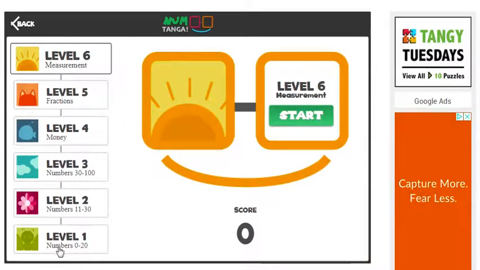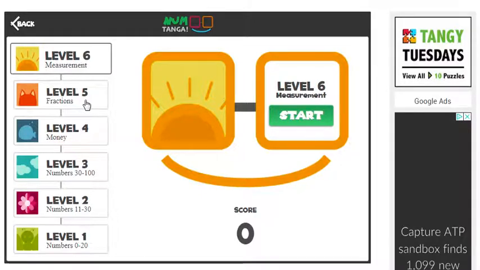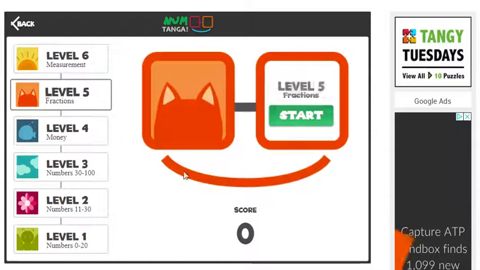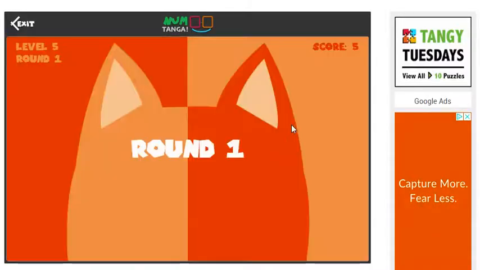Now, let's look at this NumTanga. As you can see, we start with numbers 0 through 20, but then we start to build numbers up into the hundreds. We even start doing NumTanga with money, so two amounts being represented differently, or fractions and measurement. So I actually want to look at the fractions and measurement here just to give you an idea of what those might look like.